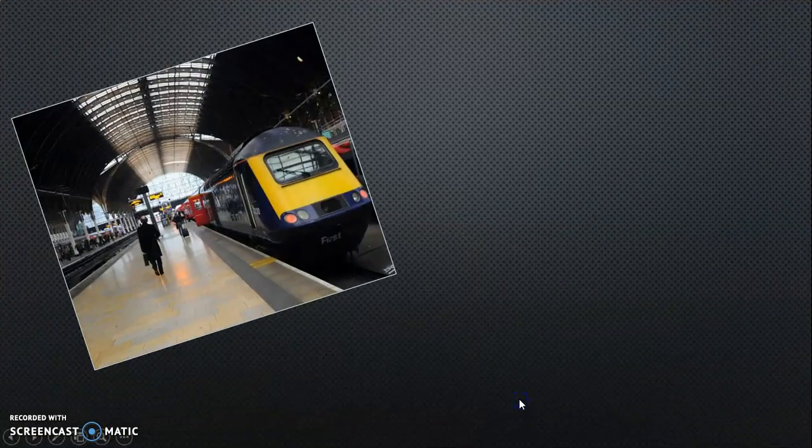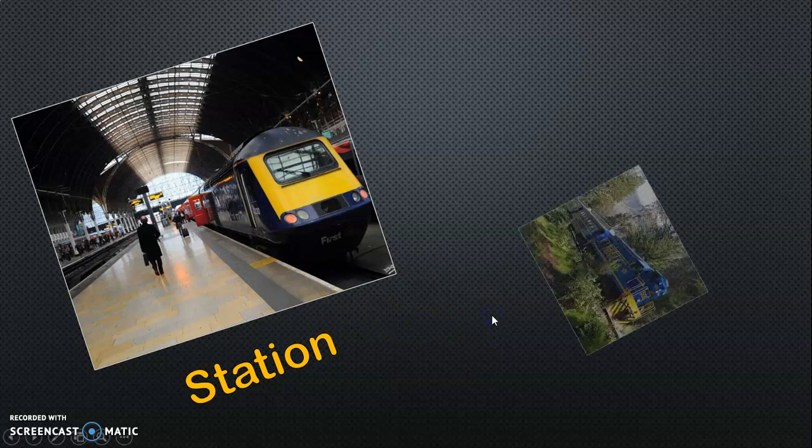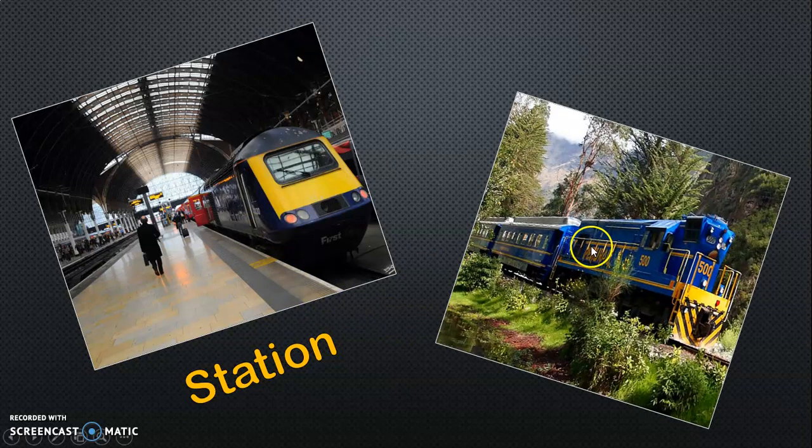All right, this is a station. But also remember here, we can see a train, no? That is the train station. Okay, the train station. And here we have a train. This is a train. And this is the train station, no? Yes. Okay, that's it. Let's continue to the next part now.